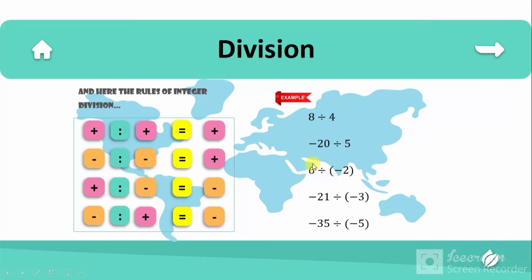Okay, and then let's see the results. 8 divided by 4 is 2. Negative 20 divided by 5 is negative 4. 6 divided by negative 2 is negative 3. Negative 21 divided by negative 3 is 7. And the last one, negative 35 divided by negative 5 is 7.